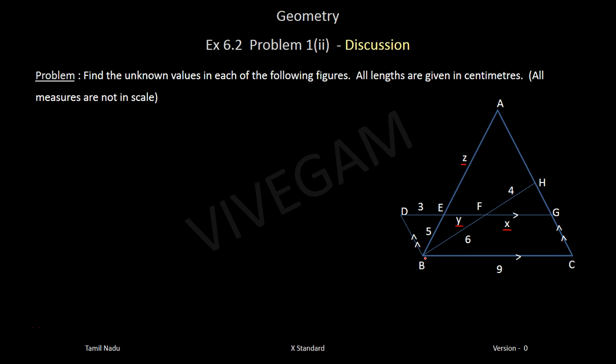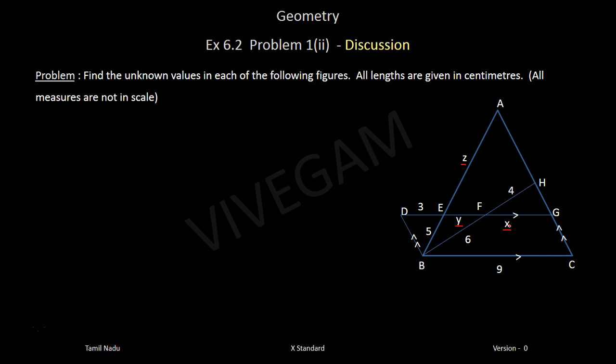Next, we take the parallelogram BCGD. In a parallelogram, opposite sides are equal. So 9 will be equal to x plus y plus 3, from which y can be calculated. Next, you take this triangle. See, this line is parallel to this line, which means triangle AEG is similar to triangle ABC.